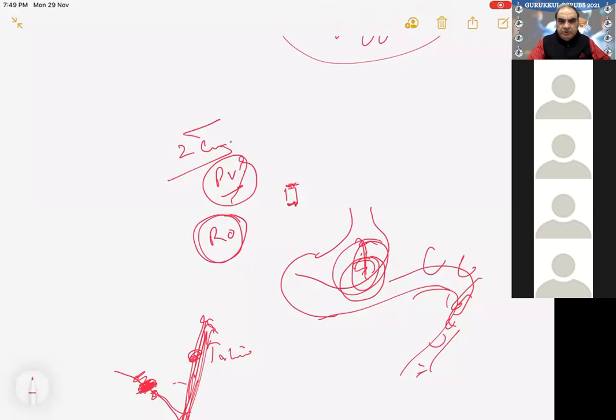Sir, does a feeding jejunostomy close by itself when we remove the feeding tube? Yeah, it tries to seal off. We don't have to repair it. That's correct, Harsh.